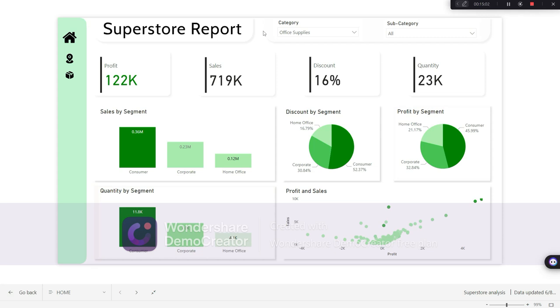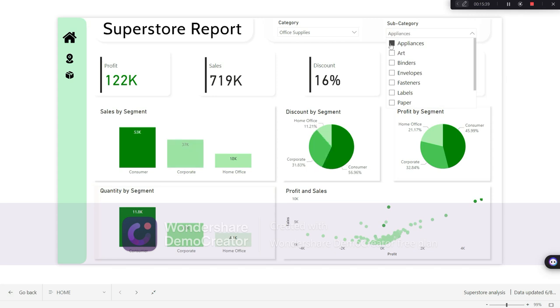The next category is office supplies. In office supplies, we made a total of about 120k sales and 22k profit on a quantity of 23k. Likewise, the consumer segment is in the top position for discount, sales, and quantity.